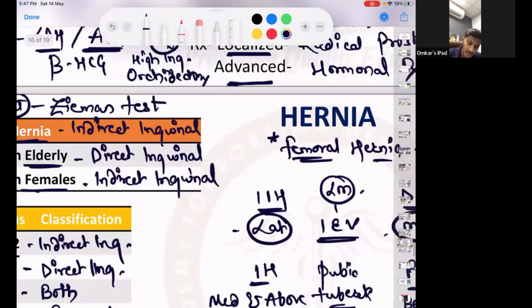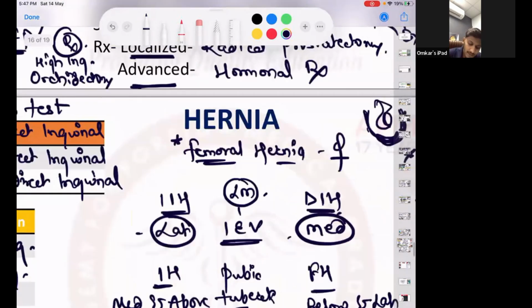And for direct inguinal hernia, the most common site, as I told you right now, is Hesselbach's triangle.